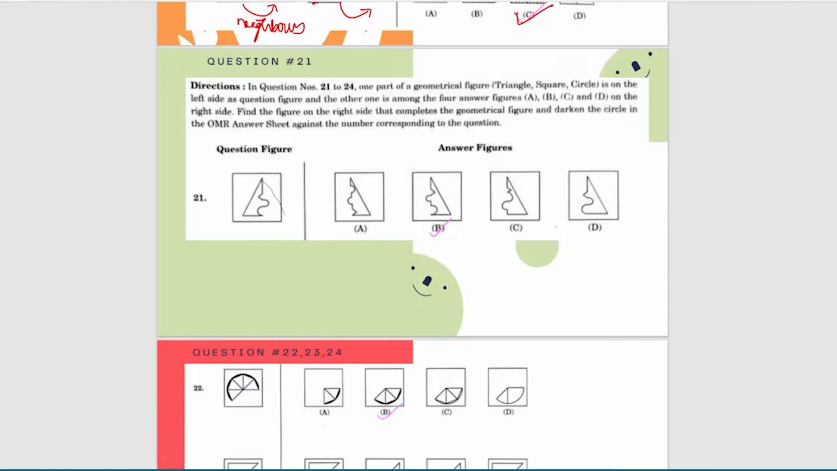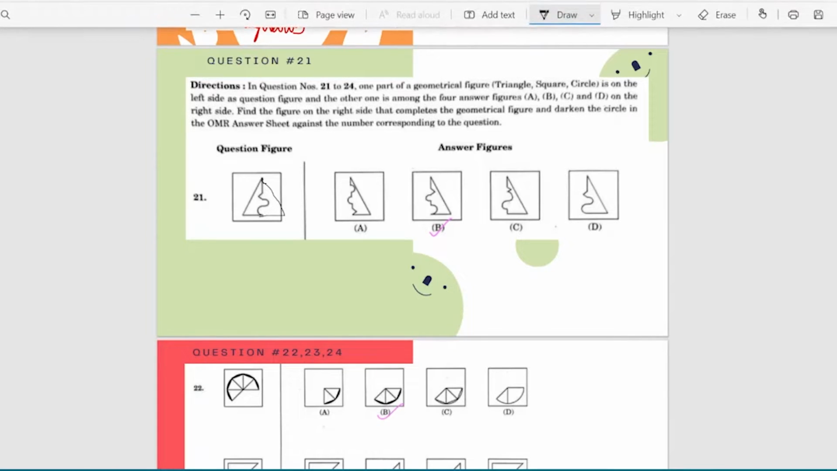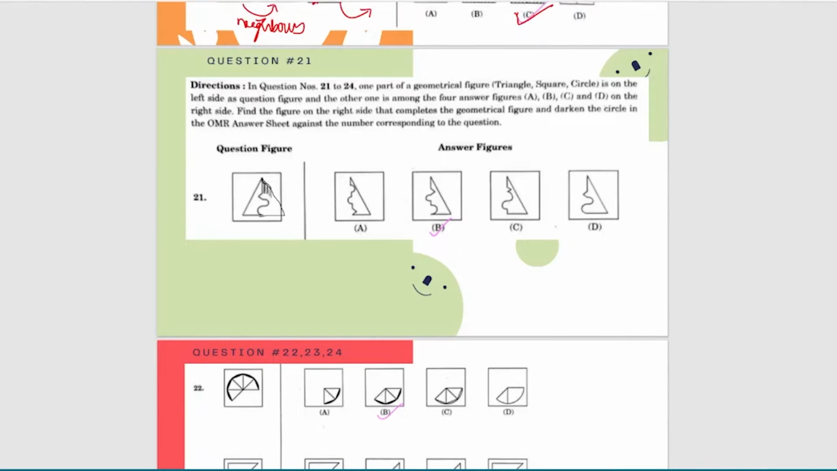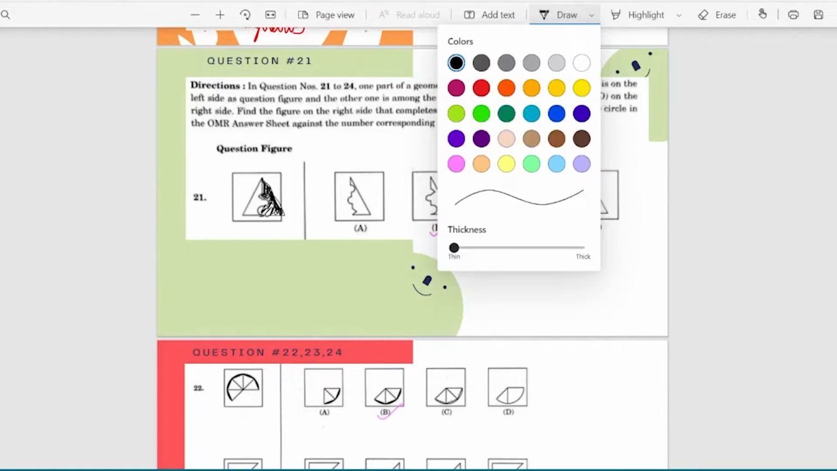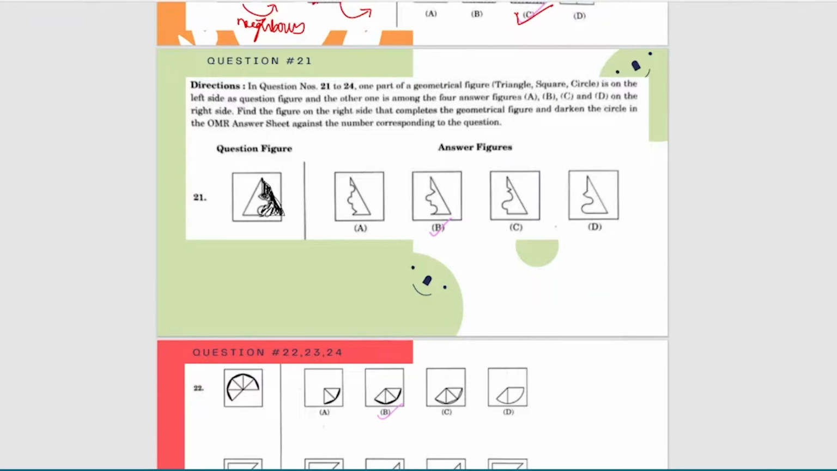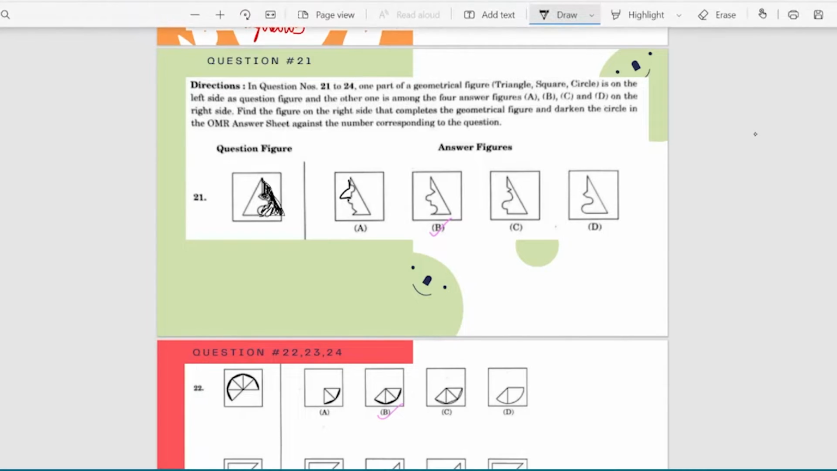So over here this completes our triangle, right? So basically we will need a figure which looks like this. Correct? So over here, A does not look like this because A does not have a beak or a notch like this.